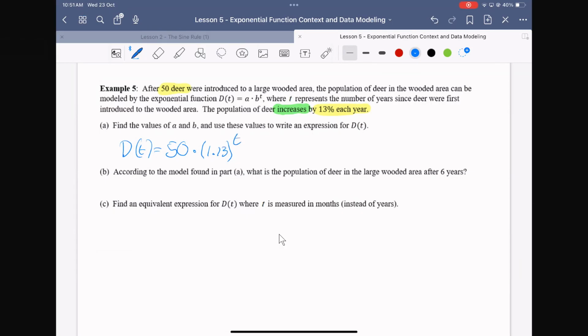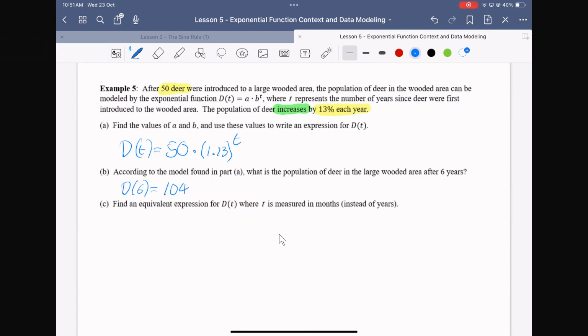To the t. According to the model found in part A, what is the population of deer after 6 years? So we're finding d of 6. Put it into your calculator, what do we get? Calculate it, what do we get? 104. We get 104.